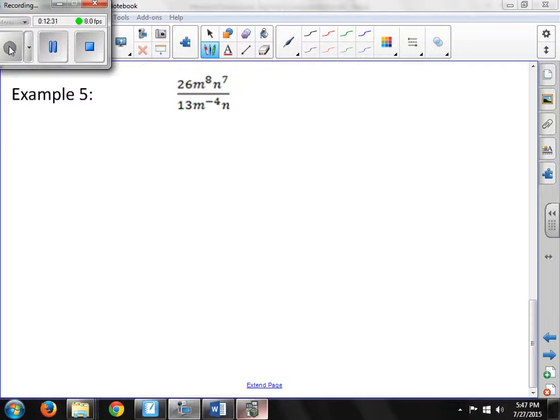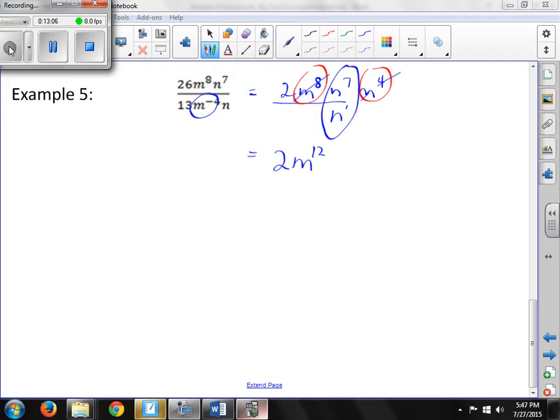This is our last example on this section. We'll have 26 divided by 13 will give us 2, and we have m to the 8th and n to the 7th, and the m to the negative 4 can rise to the top and become m to the positive 4, and the n to the 1 can stay in the denominator. So that now we have 2, and let's combine the m to the 8th times the m to the 4th, and that would give us m to the 12th. So now we use those up, and n to the 7th divided by n to the 1 would be n to the 6th. Final answer on that one.